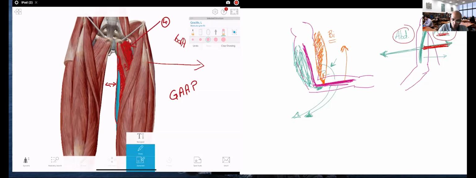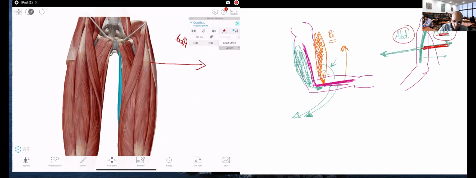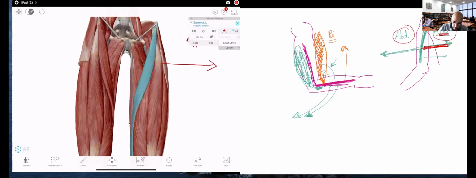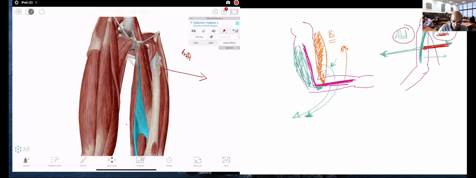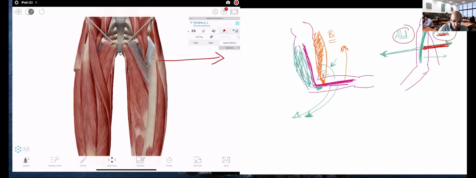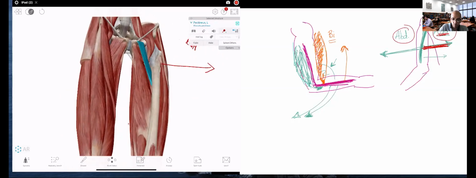What's common between all those muscles is that they share almost the exact same actions. If we're looking on here, we'll remove this muscle. This is gracilis, adductor magnus, adductor longus, and pectineus. What did I notice on here? All of them are traveling in front of the hip joint.